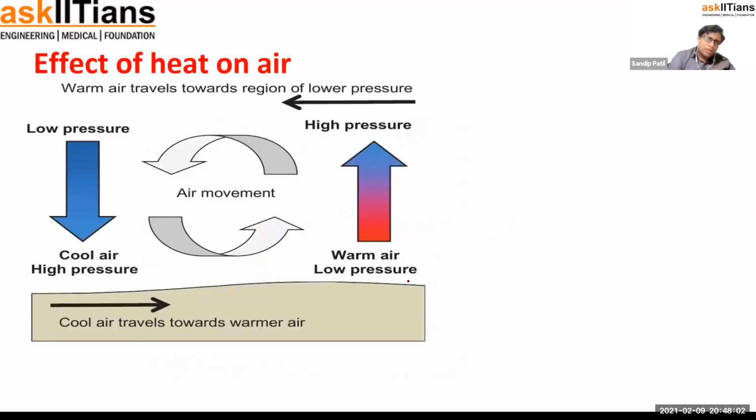Now let's talk about the effect of heat on air. Remember, warm air travels towards the region of lower pressure. At the start we studied that some places on the earth are getting more heat than other places. Why is it happening? Because the sun rays are hitting directly on them, and in some places there are indirect rays. Now, just consider the effect of heat on air. So what happens if you heat air?